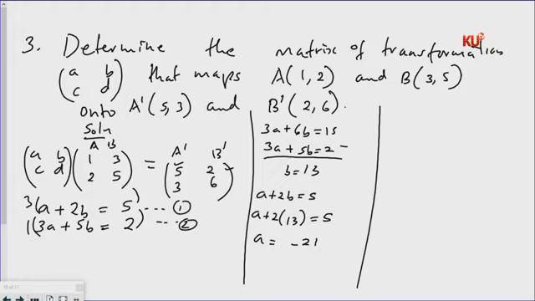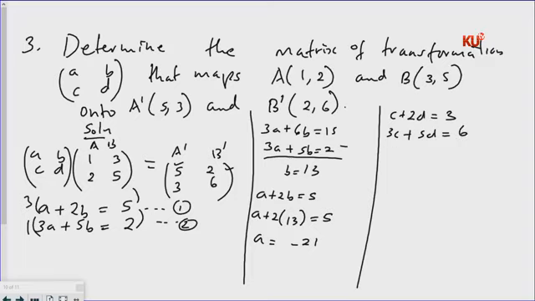Again, we go to the second case now. C times 1, that gives us C, plus D times 2, 2D. This should be 2D is equal to 3. Again, C times 3, 3C, plus 5D should be equal to 6.